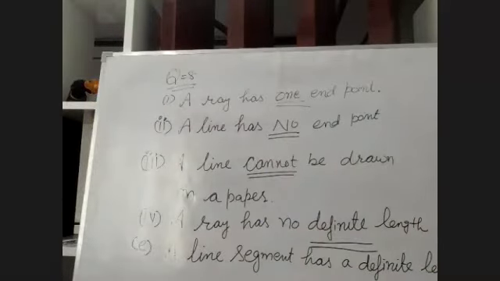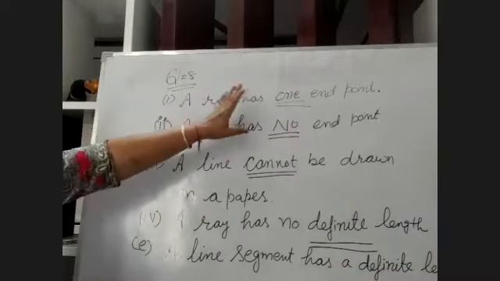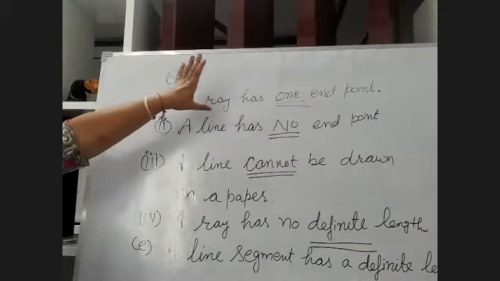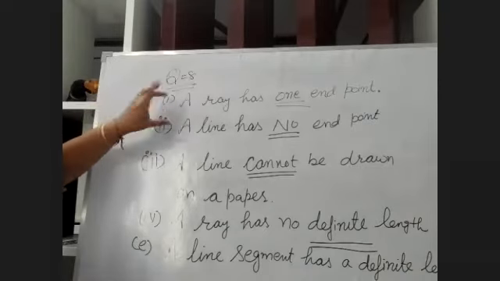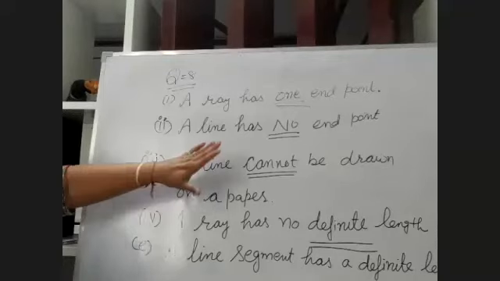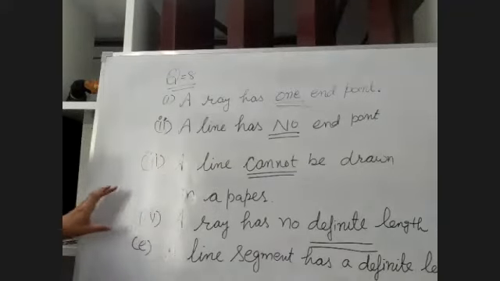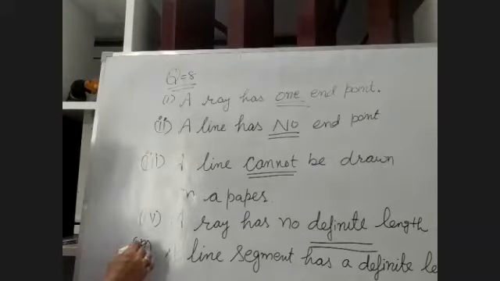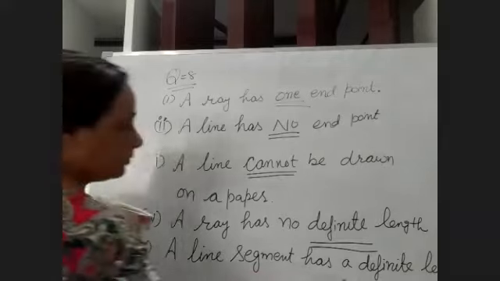This is question number 8, fill-ups. First, a ray has one endpoint. Second, a line has no endpoint. Third, a line cannot be drawn on a paper. Fourth, a ray has no definite length. And last, the fifth part, a line segment has a definite length.